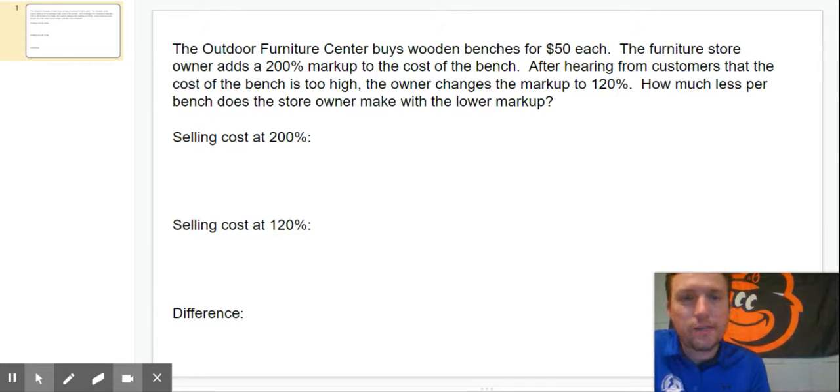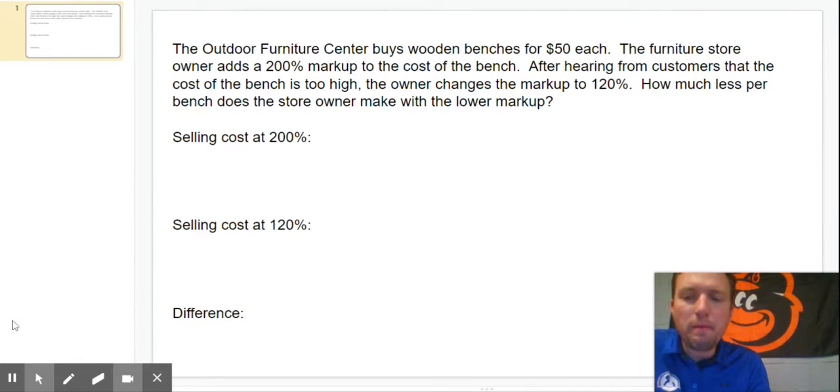This outdoor furniture center buys benches for $50 each. They then mark it up 200% before selling it to the consumer or customers coming into their store. After hearing from customers that the benches cost too much, the owner changes the markup to 120%. The question is, how much less per bench does the store owner make with a lower markup?